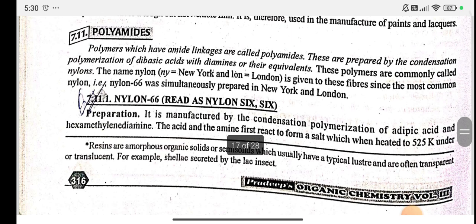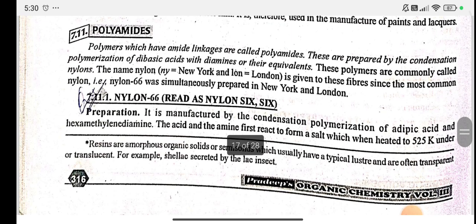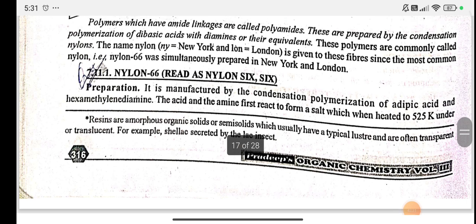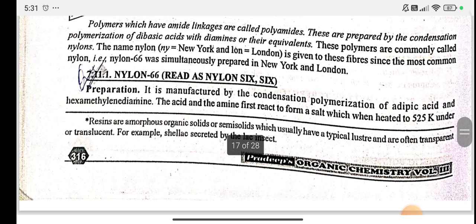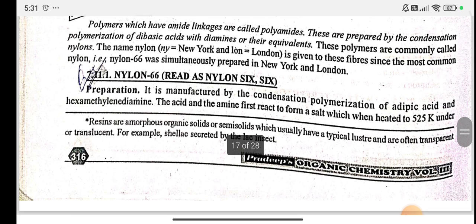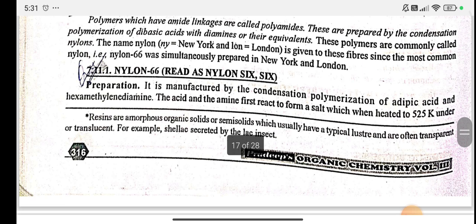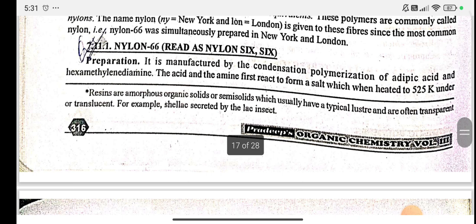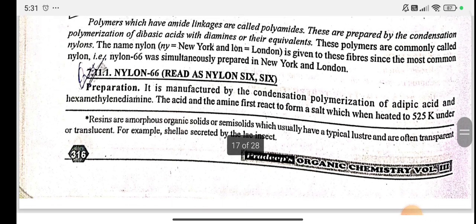Polyamides. Polymers which have amide linkage are called polyamides. These are prepared by the condensation polymerization of dibasic acids with diamines and their equivalents. These polymers are commonly called nylons. The name nylon is given to these fibers since the most common nylon 66 was simultaneously prepared in New York and London. Nylon 66.